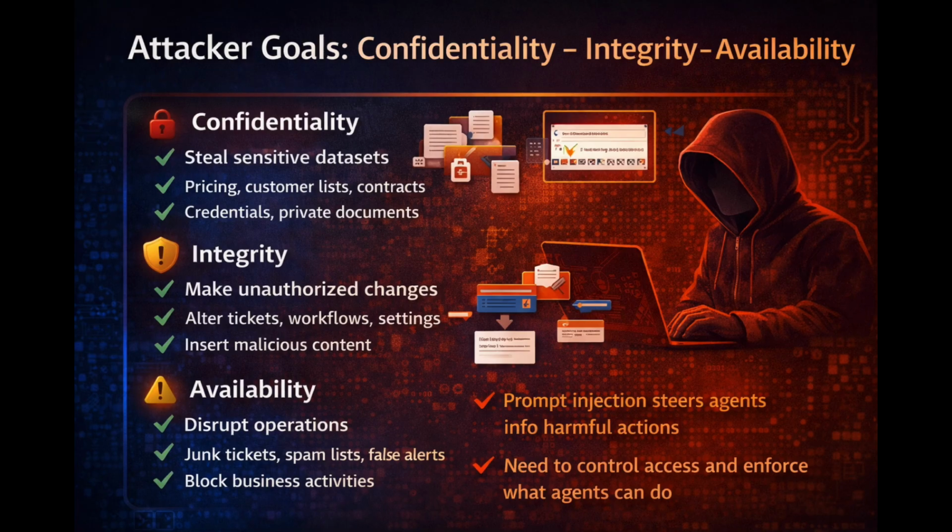On availability and disruption, attackers may aim to block business operations by flooding systems with junk tickets, spamming distribution lists, or generating a wave of false alerts to distract responders. The point is that prompt injection isn't only about embarrassing chat output. It's about steering agents into actions that map directly to business harm. Once we acknowledge the attacker's goals, the defensive focus becomes clearer. Control what the agent can access and what it can do.